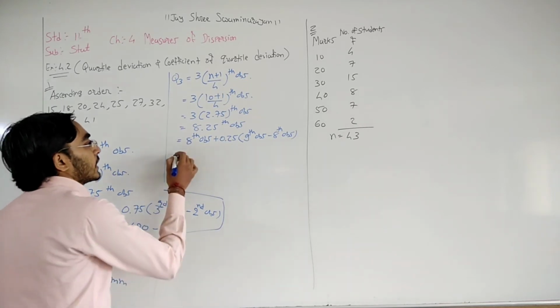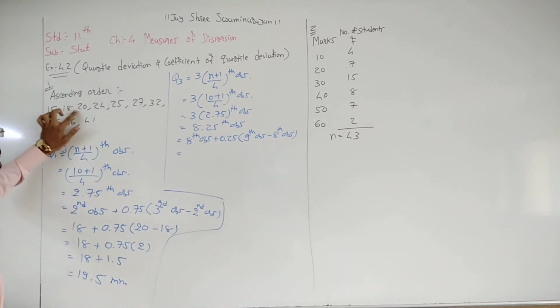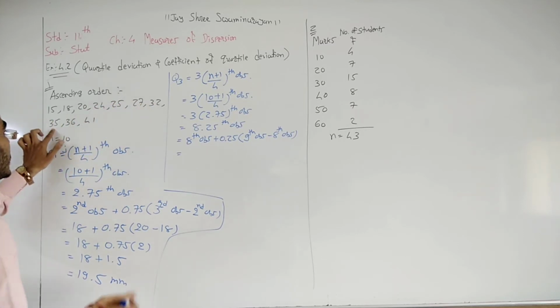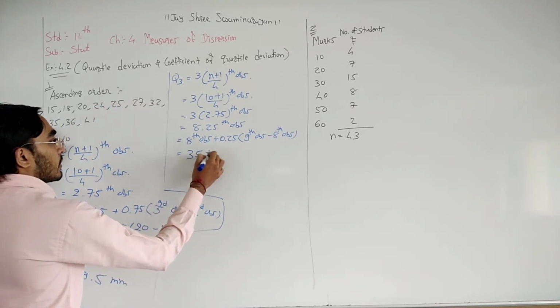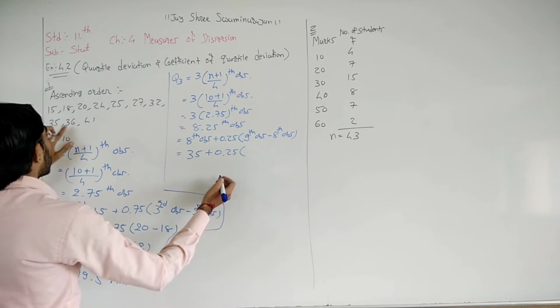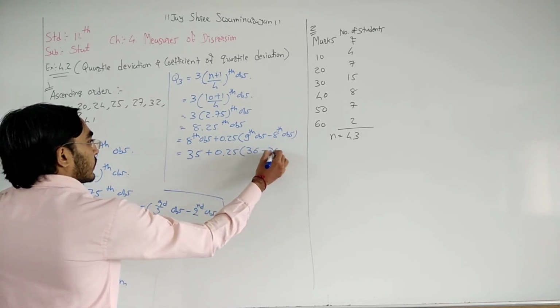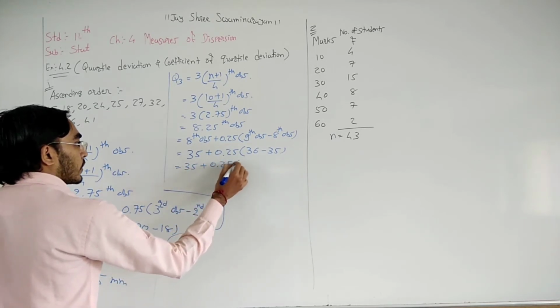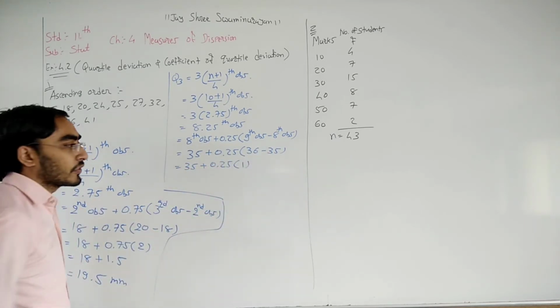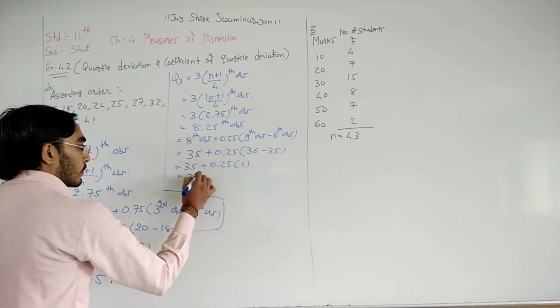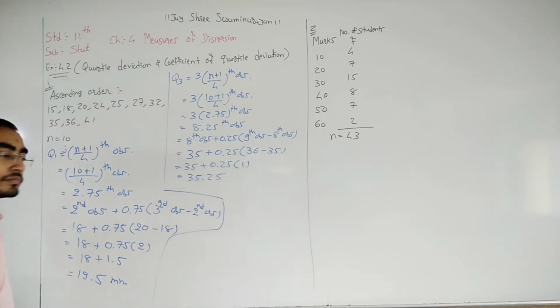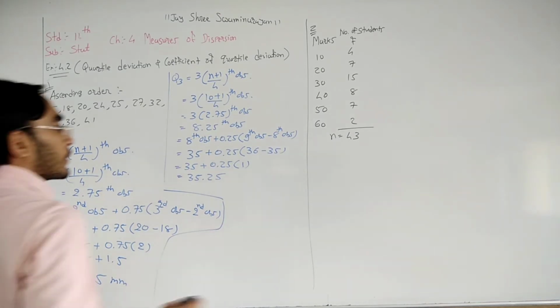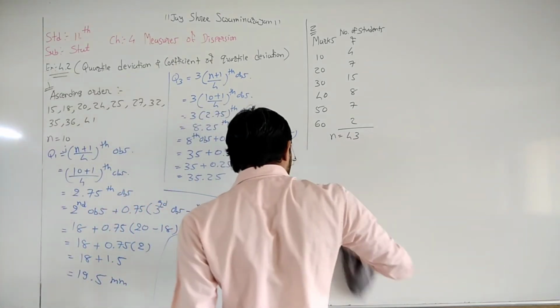Okay. Now 8th observation: 1, 2, 3, 4, 5, 6, 7, 8, it is 35. Plus 0.25 times 9th observation 36 minus 8th observation 35, which is 1. So 35 plus 0.25, it is 35.25. So here our Q1 and Q3 both are ready.